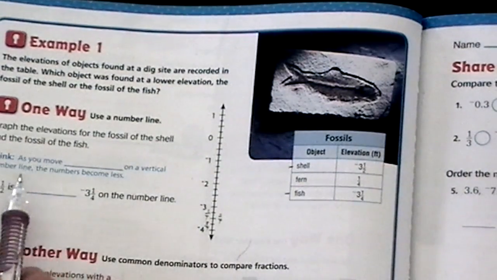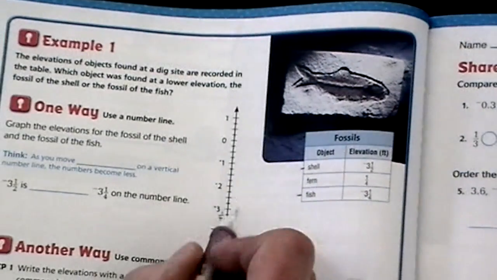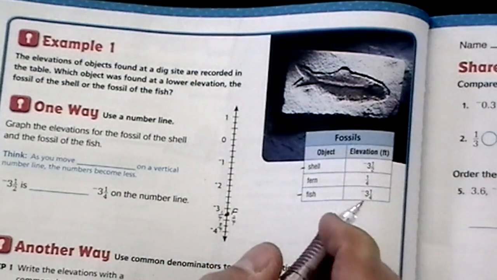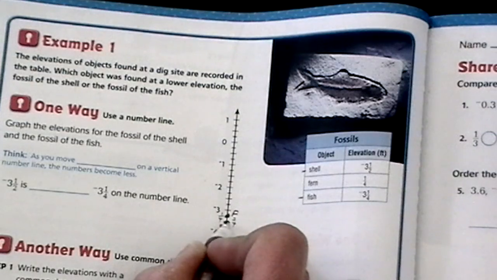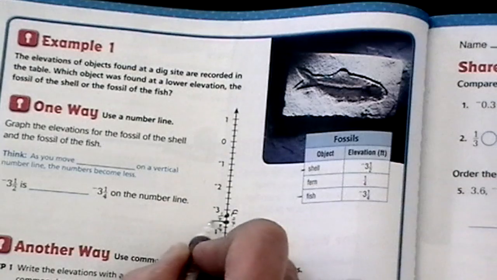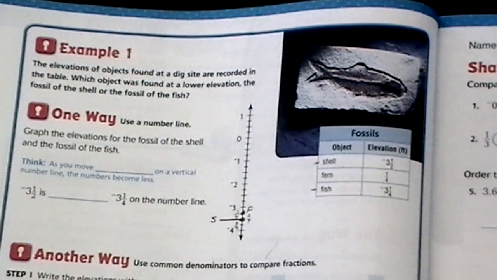All right, so it says that the fish was at negative 3 1/4. That's going to be right here, and I'm going to label that with an F. And the shell was at negative 3 1/2. That's going to be the next line. 2/4 equals 1/2. So I'm going to mark that with an S. I'm going to make a little line to it. It's getting hard to see in there. S for shell.